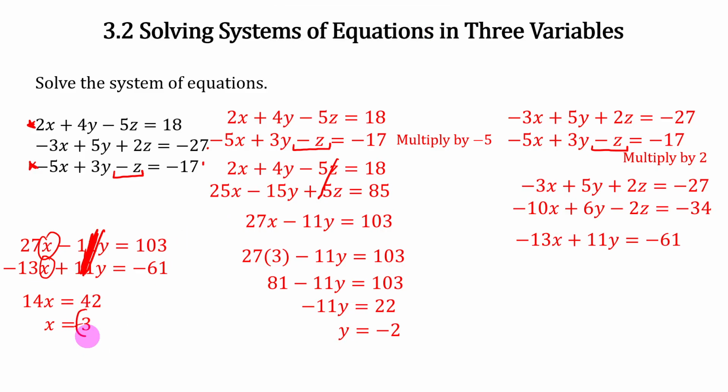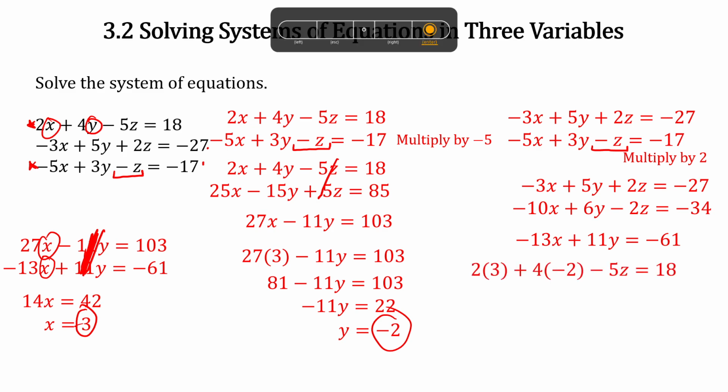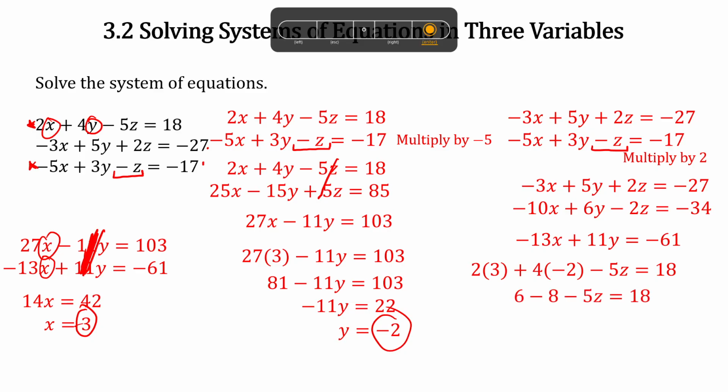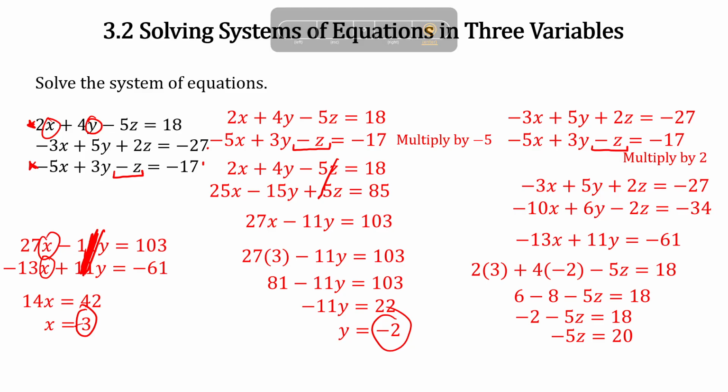So now I'm going to take these and plug them in here and here, and that leaves just z. 6 minus 8 minus 5z is 18. Negative 2 minus 5z is 18. So negative 5z is 20, adding 2 to both sides. So z is negative 4. So I get 3, negative 2, negative 4.